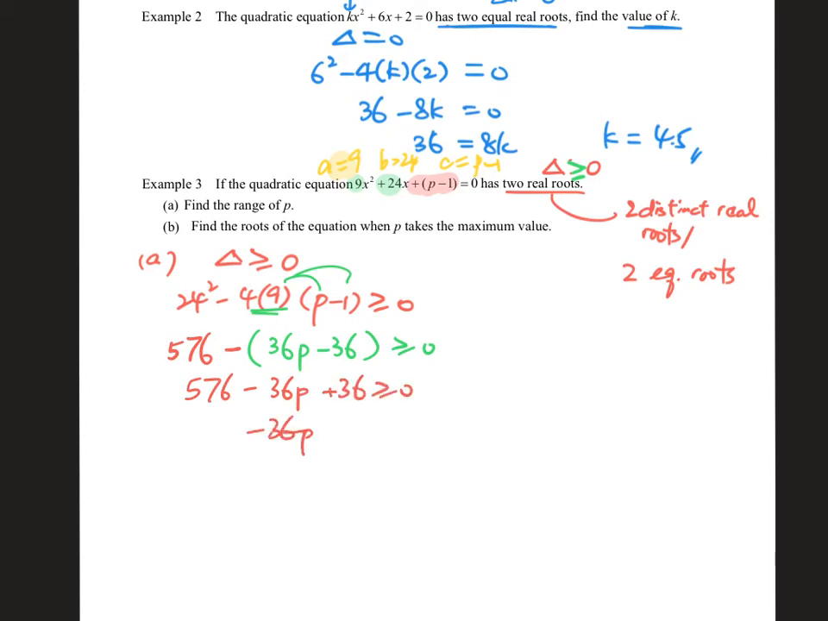Minus 36P greater than or equal to, so check it out carefully, minus 612. And finally, you divide by minus 36. Be careful that you have to swap the sign because you're dividing by a negative number, which gives you 17. So this is called the range of P, you can also highlight it. Because you're not talking about the value of P precisely, but you're talking about it being less than or equal to 17 in the question.